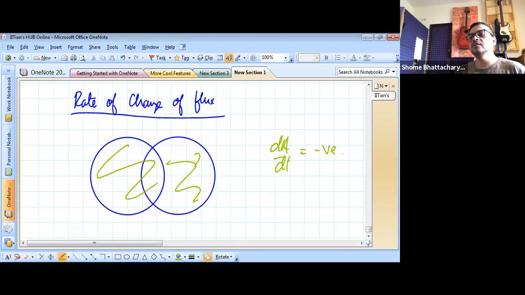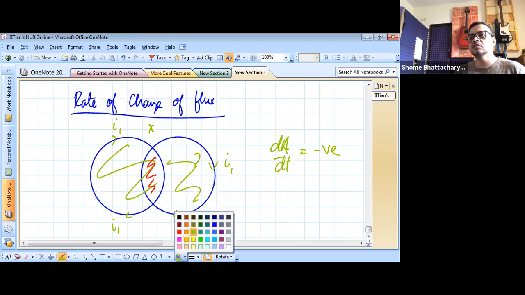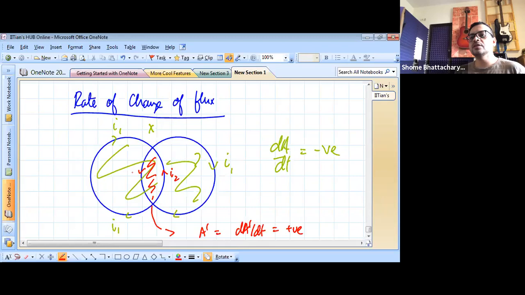dA by dt will be a negative quantity, so the flux going into the plane is decreasing, so that should create a clockwise current in this. That will show you the current in this outer loop, let's say it is I1. Another time you can consider this area, let's say A prime. So dA prime by dt is a positive quantity, that area is increasing, so flux into the plane is increasing, so there will be some anti-clockwise current, some I2 type of current here in this one.